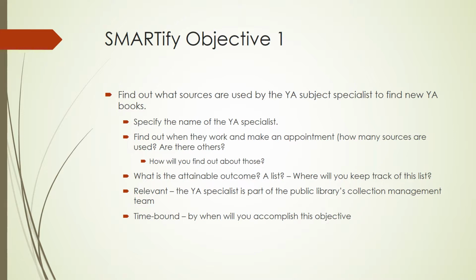So that's a measurable objective. When do they work? Make an appointment. Keep that appointment. Find out what sources they use. Very measurable. You go from zero to some sources. But are there others that that particular YA specialist doesn't know about? Well, how are you going to find out those?